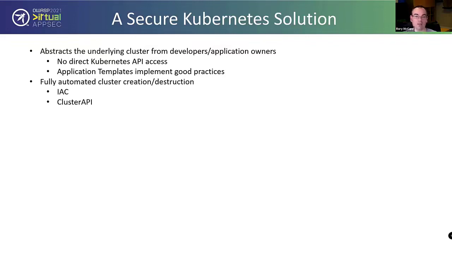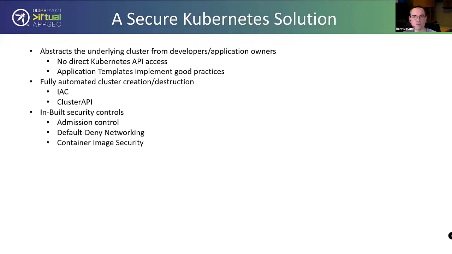Fully automatic cluster creation and destruction. This is getting easier because Cluster API hit version 1.0 recently, so you've got a programmatic way to create and destroy clusters. Combining that with infrastructure as code, the way you create templates and YAML, can give you fully automated cluster creation and destruction.